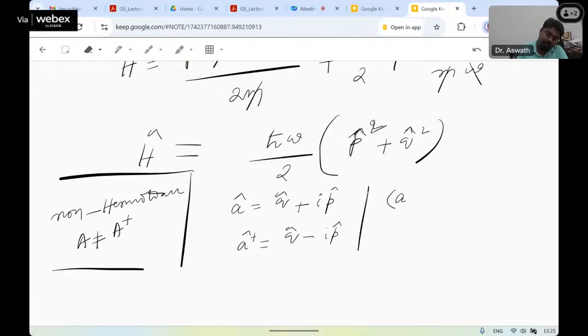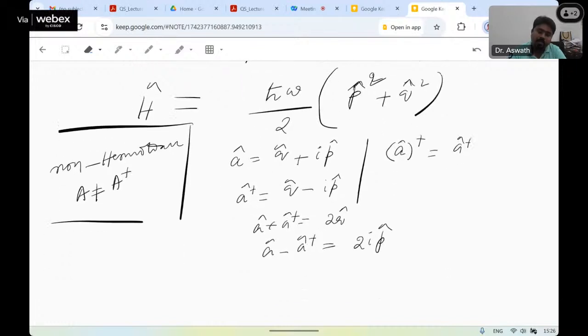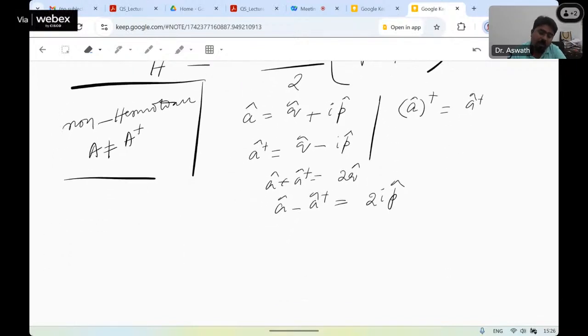A is a dagger, complex conjugate and transpose. Now, a plus a dagger is equal to 2q, and a minus a dagger is equal to 2ip. Not only that, there are some other relations you can find out.